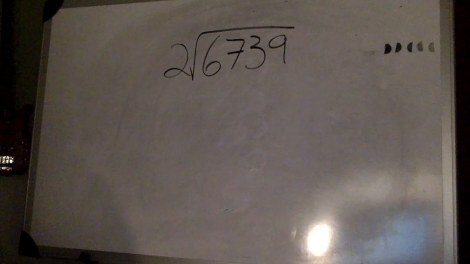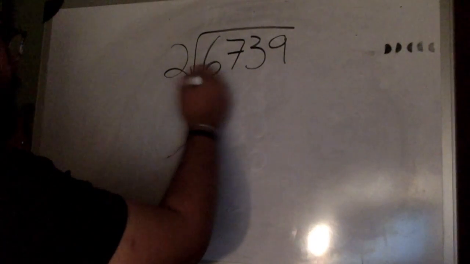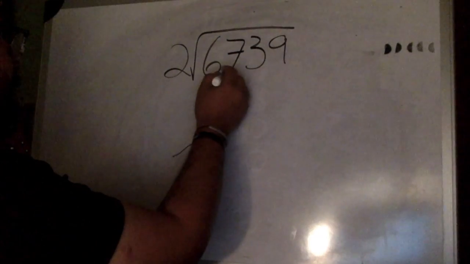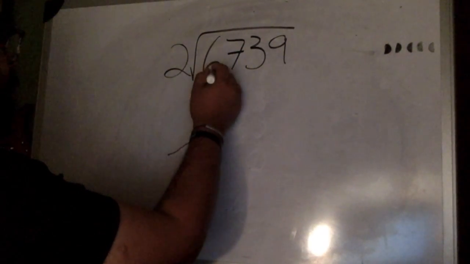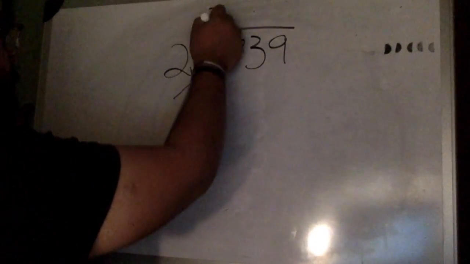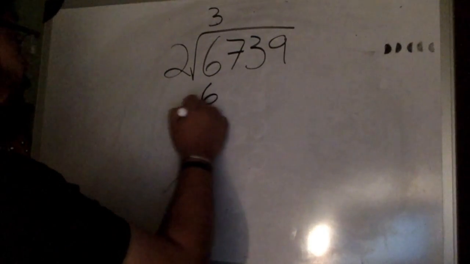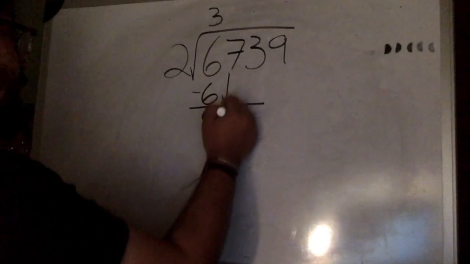When you're ready, come back and we'll check our work. Hey, welcome back. Now, I don't know all the way to 67, so I'm just going to stick to my normal strategy. How many times does 2 go into 6? 3 times, because 2 times 3 equals 6. 6 minus 6 equals 0. Drop the 7.